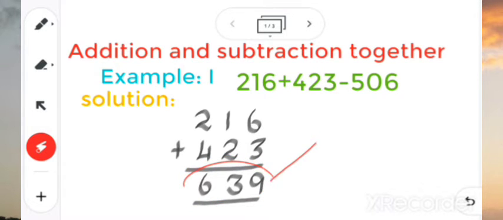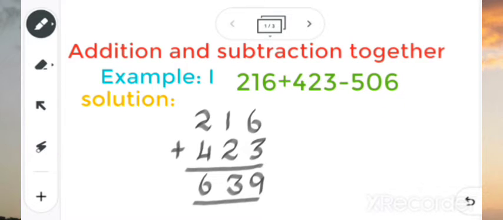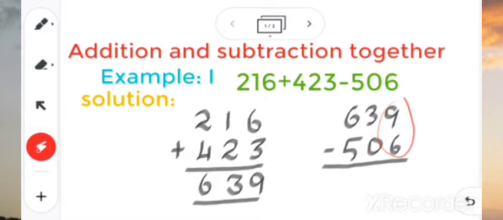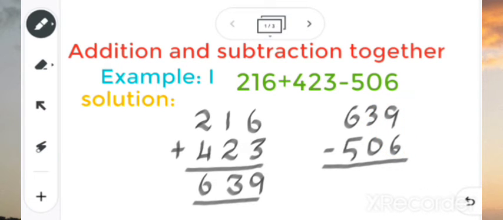From this sum, we have to minus the third number. Let me arrange the digits in order. So the sum is 639. From here we are going to minus the third number, 506, so I am writing the minus sign. Let's minus now. Here 9 and 6 we have. 9 minus 6, it will be 3. Here we have 3 minus 0, 3 only. And 6 minus 5 in the hundreds place, 1. So the answer is 133.